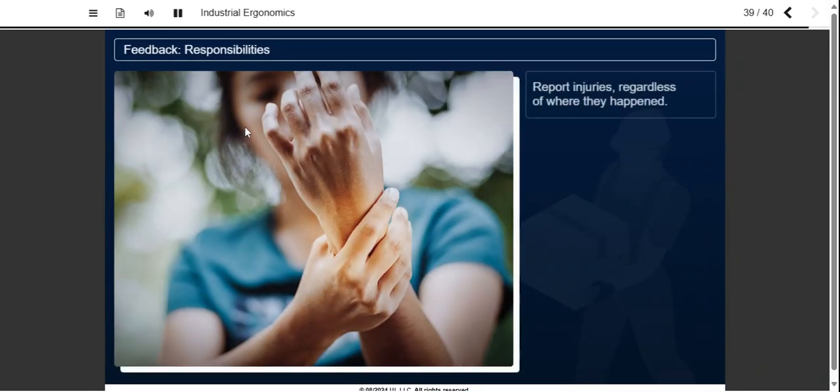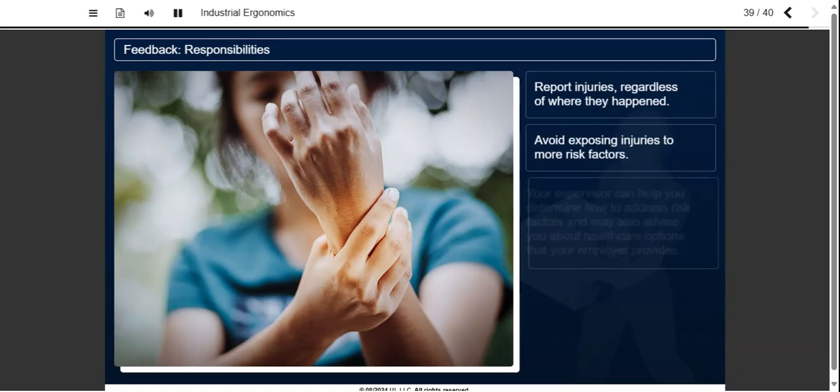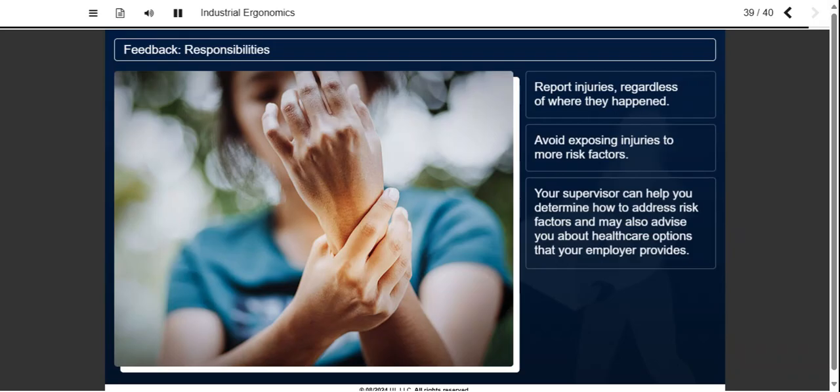Report injuries regardless of where they happened. Because musculoskeletal damage subtly gets worse over time, it is often hard to determine the exact moment it begins. You may not notice an injury that happened at work until you use the damaged area at home, and vice versa. Regardless of its origin, you may need treatment and rest for musculoskeletal damage. Your supervisor can help you determine how to avoid exposing injuries to more risk factors at work while you heal and to prevent re-injury. Your supervisor can also advise you about healthcare options that your employer provides.